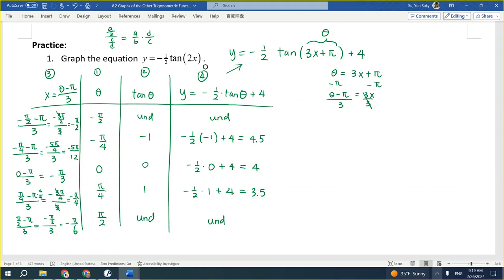So the order is very important. Now we look at the x and the y values. We can sketch the graph. Look at the x. Do you see all the x values are negative? Yes. And which one is the smallest? Negative pi over 2 smaller or negative pi over 6 smaller? Yeah, negative pi over 2 is smaller.